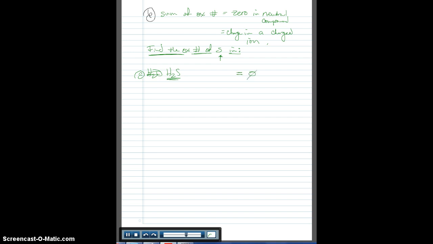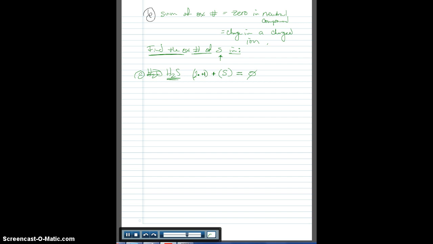Now, we're trying to figure out sulfur. That's going to be our variable. Sometimes I just use X there, but I'll use S right now because it stands for sulfur. Okay, so then we're going to look at hydrogen first. We have 2 hydrogens, and we're going to multiply those 2 hydrogens by hydrogen's oxidation number. Now, hydrogen normally will form an oxidation number of +1. So we're going to multiply 2 times +1.